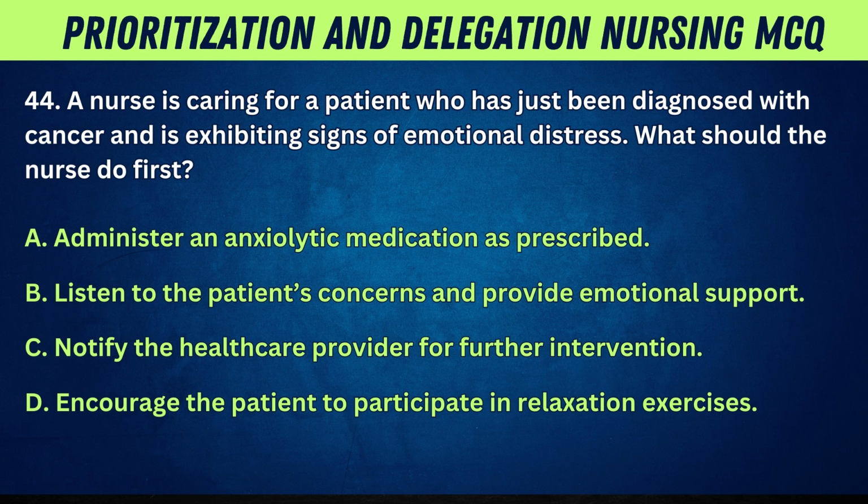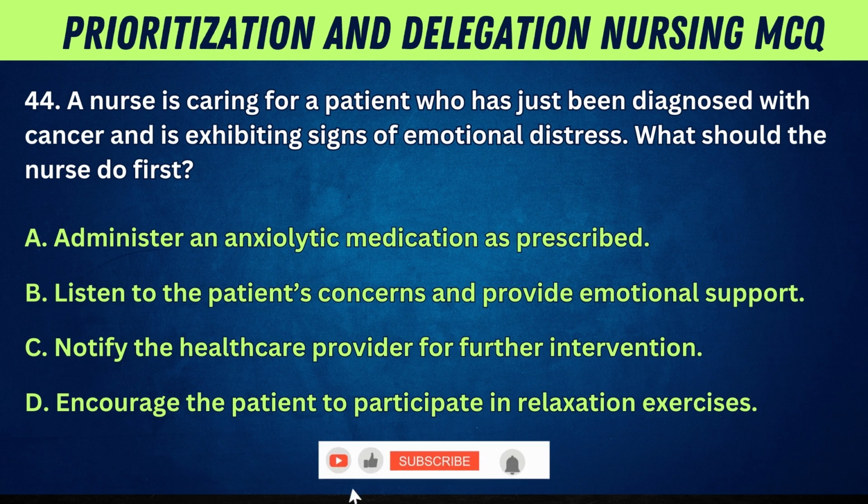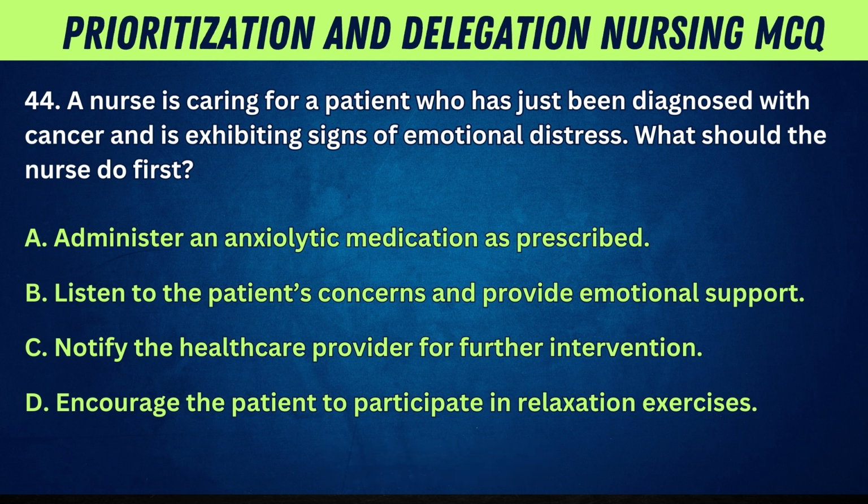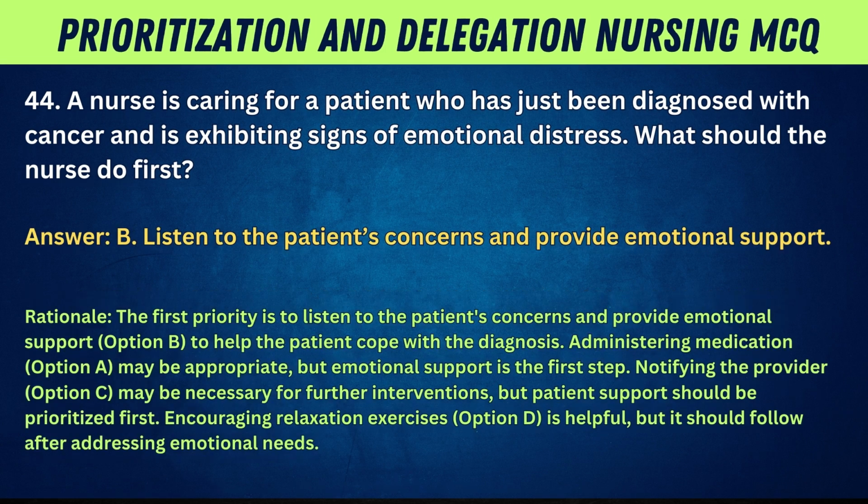44. A nurse is caring for a patient who has just been diagnosed with cancer and is exhibiting signs of emotional distress. What should the nurse do first? A. Administer an anxiolytic medication as prescribed. B. Listen to the patient's concerns and provide emotional support. C. Notify the healthcare provider for further intervention. D. Encourage the patient to participate in relaxation exercises. Answer: B. Listen to the patient's concerns and provide emotional support.